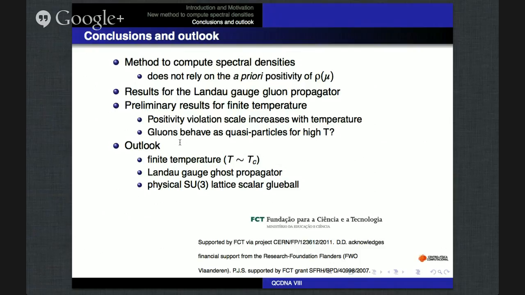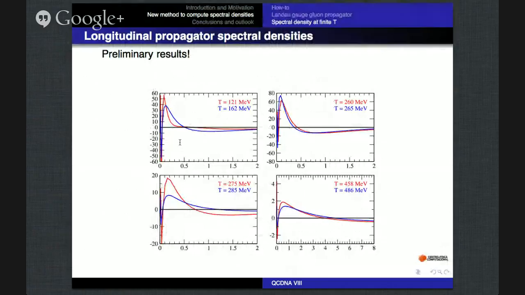From this result, I think we cannot really identify the deconfinement temperature. If you compute the gluon propagator on the lattice, the longitudinal component has a bump. It goes up to the critical temperature, and then there is a discontinuity, a jump down, and the longitudinal component goes down after the deconfinement phase transition. But from these results, I don't think you can really identify it.